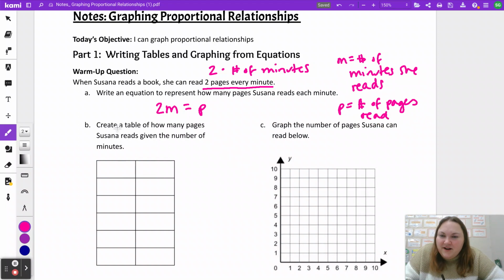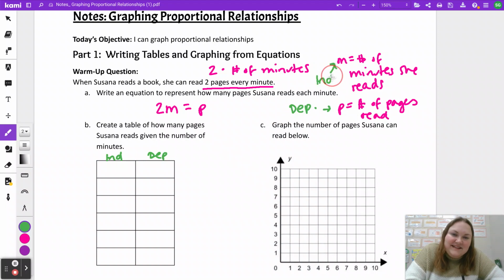This would be the first part of this problem, and we can use everything we said here to help us with our table and graph. Now, one of the things we had learned yesterday when we talked about independent and dependent variables is how to correctly set up a table and a graph. We said when you create your table, this first column is always your independent variable, and the second is your dependent variable. So in order to make my table, I need to know which is independent, which is dependent. Since the number of pages she reads depends on how many minutes she reads, that means p would be my dependent variable and m is my independent variable.